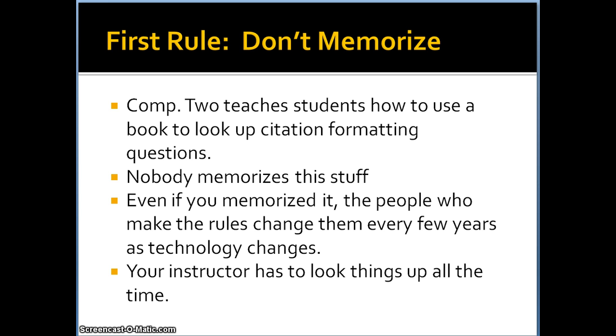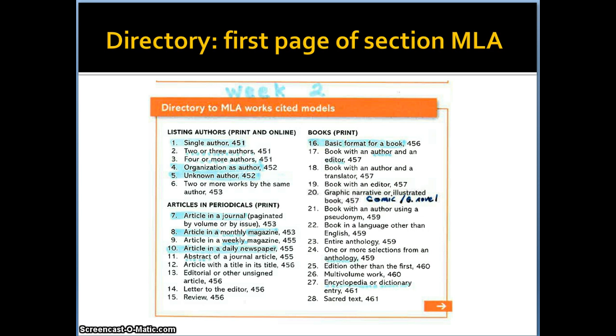Well, you might grab your textbook and look at section MLA. The first page shows you how to find the MLA works cited models that you need. So if you look a little bit down the page, I believe this is the bottom half of the page, you might see single author is on page 451. 2 or 3 authors, 4 or more authors. I've highlighted here for you the things that I think you really need to pay attention to.